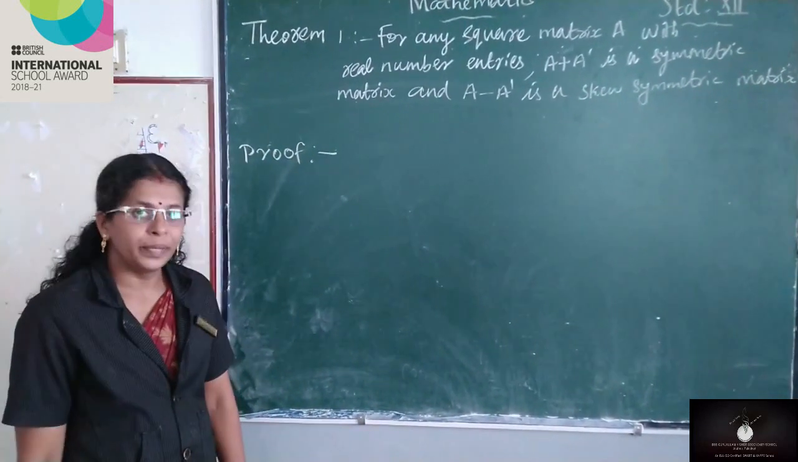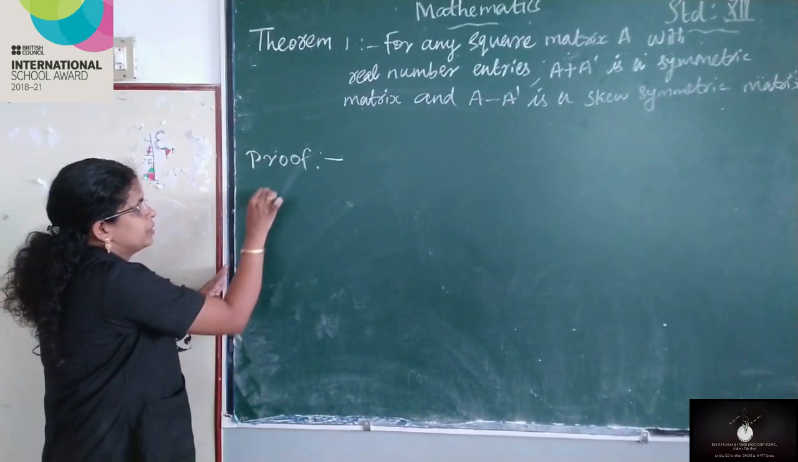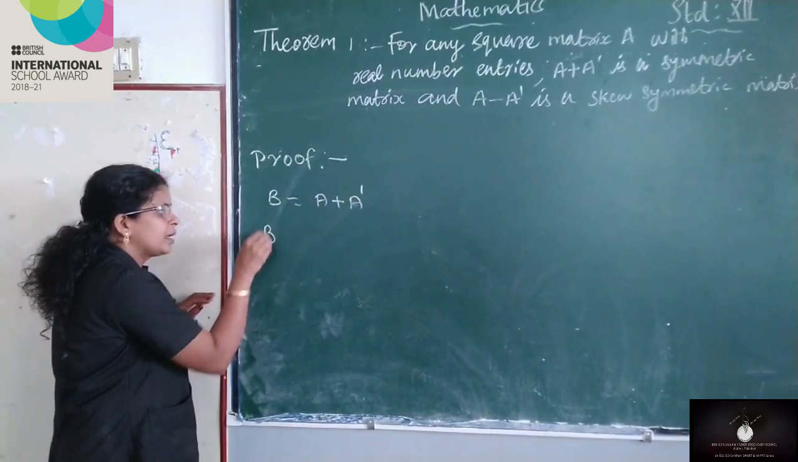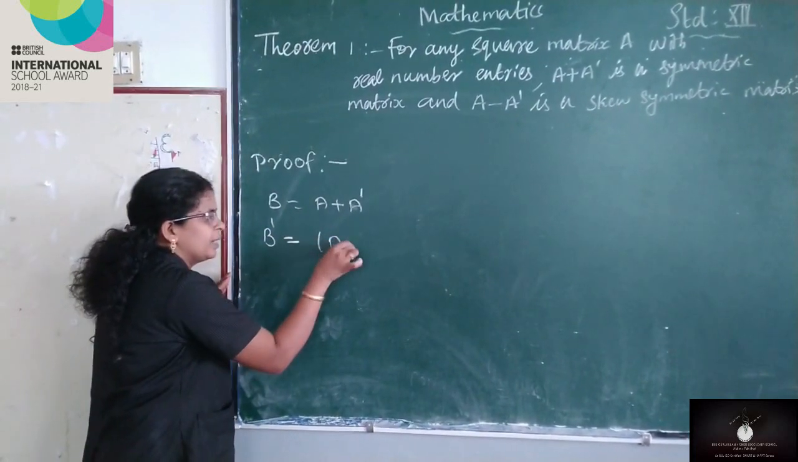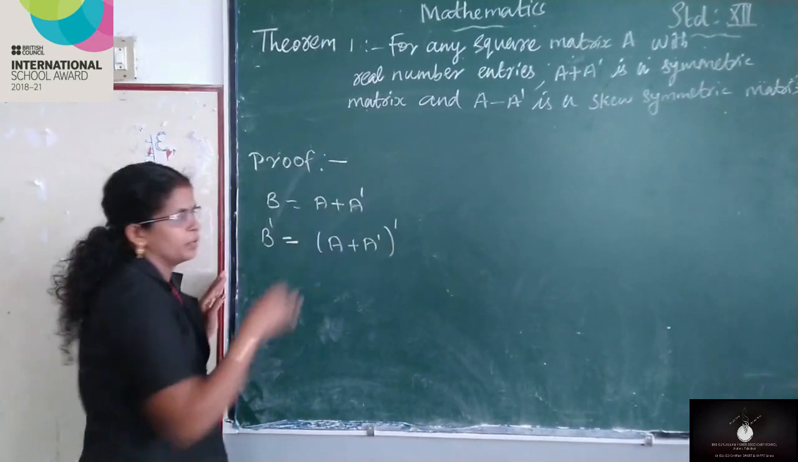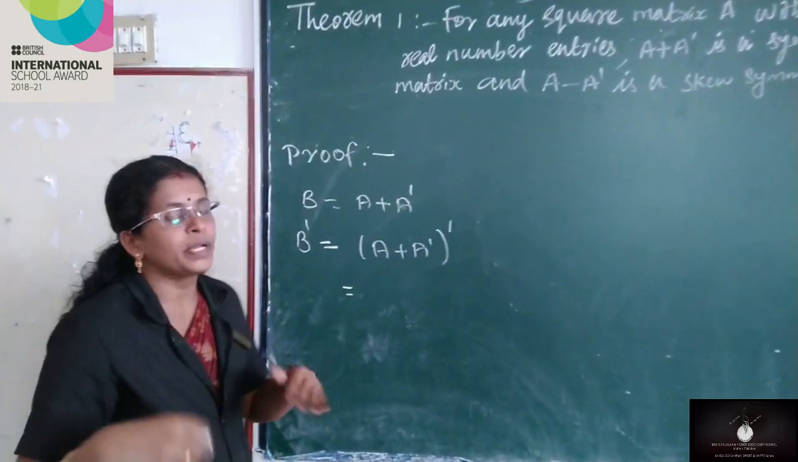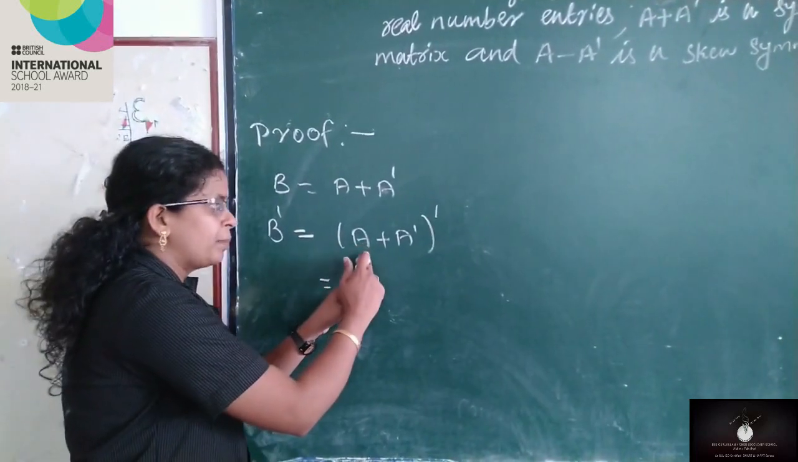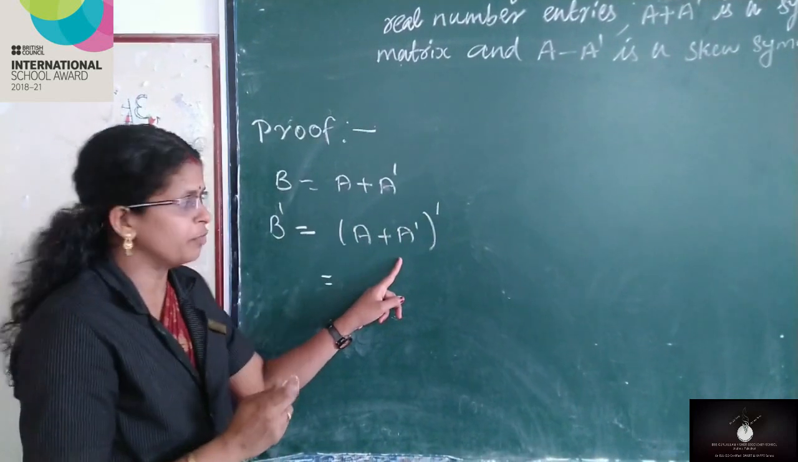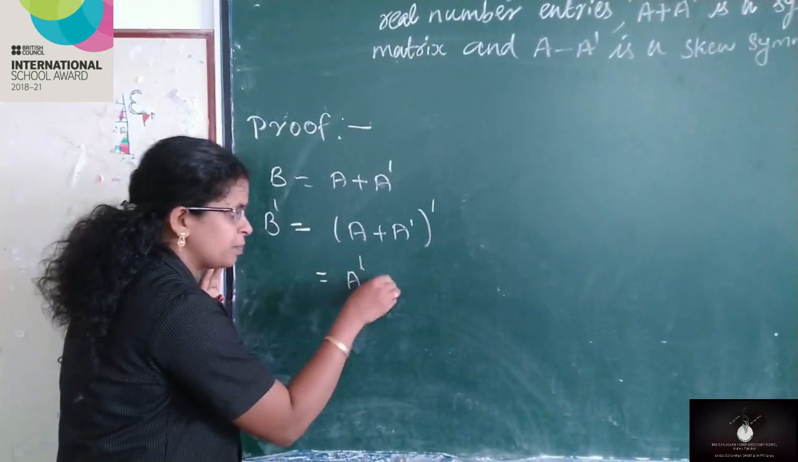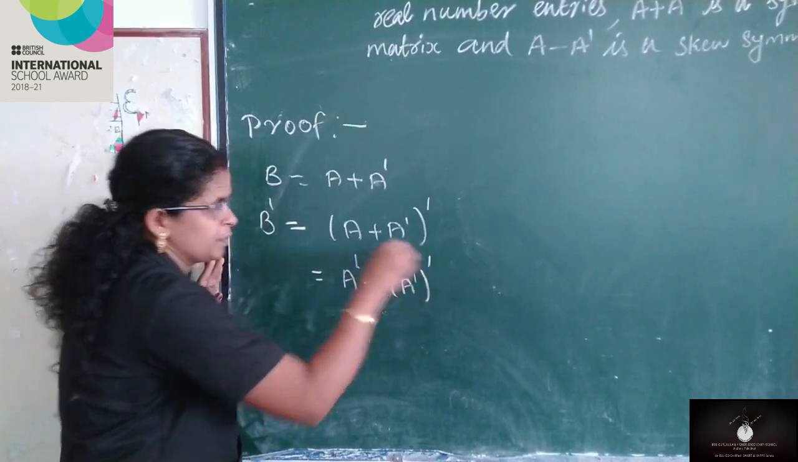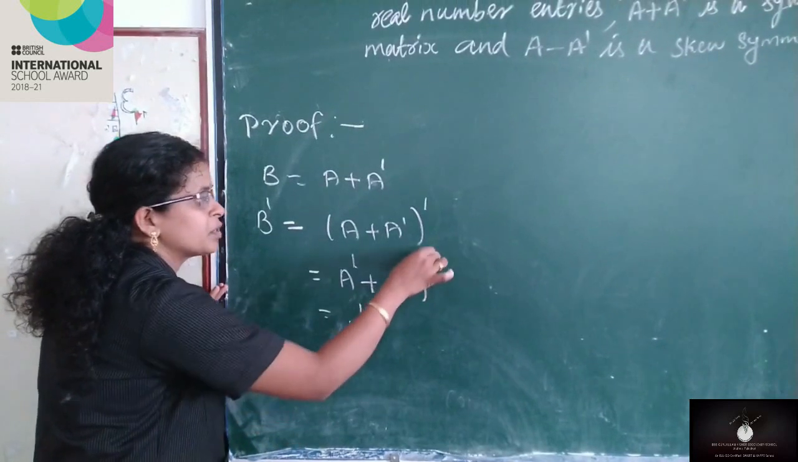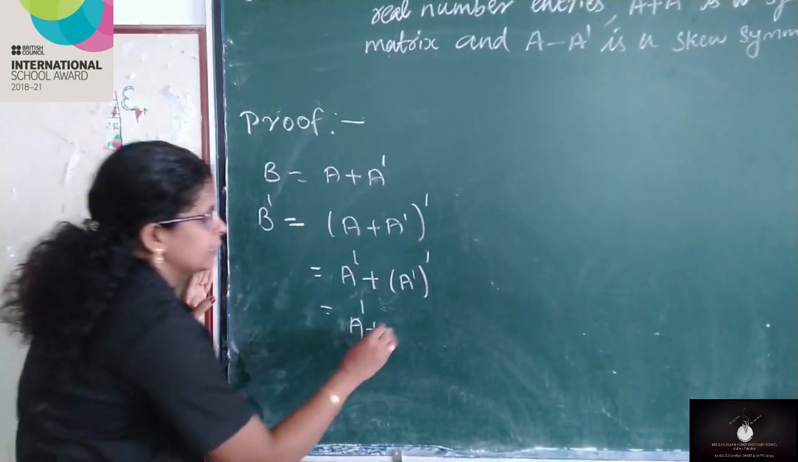Let us consider B equal to A plus A transpose. Then B transpose equal to A plus A transpose whole transpose. So we know that A plus B whole transpose equal to A transpose plus B transpose. Same way, A plus A transpose whole transpose is equal to A transpose plus A transpose whole transpose, which is equal to A.